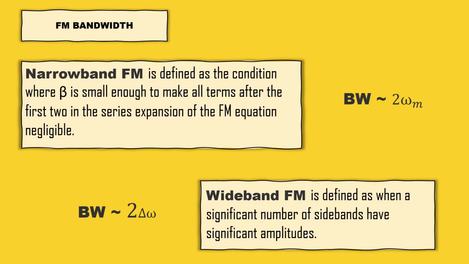FM bandwidth can be calculated, or let's say approximated. First case is the narrowband FM. It is defined as the condition where beta is small enough to make all terms after the first two in the series expansion of the FM equation negligible. So bandwidth is approximately 2 times omega sub m. For a wideband FM, it is defined as when a significant number of sidebands have significant amplitude. So bandwidth this time is approximately 2 times delta omega.